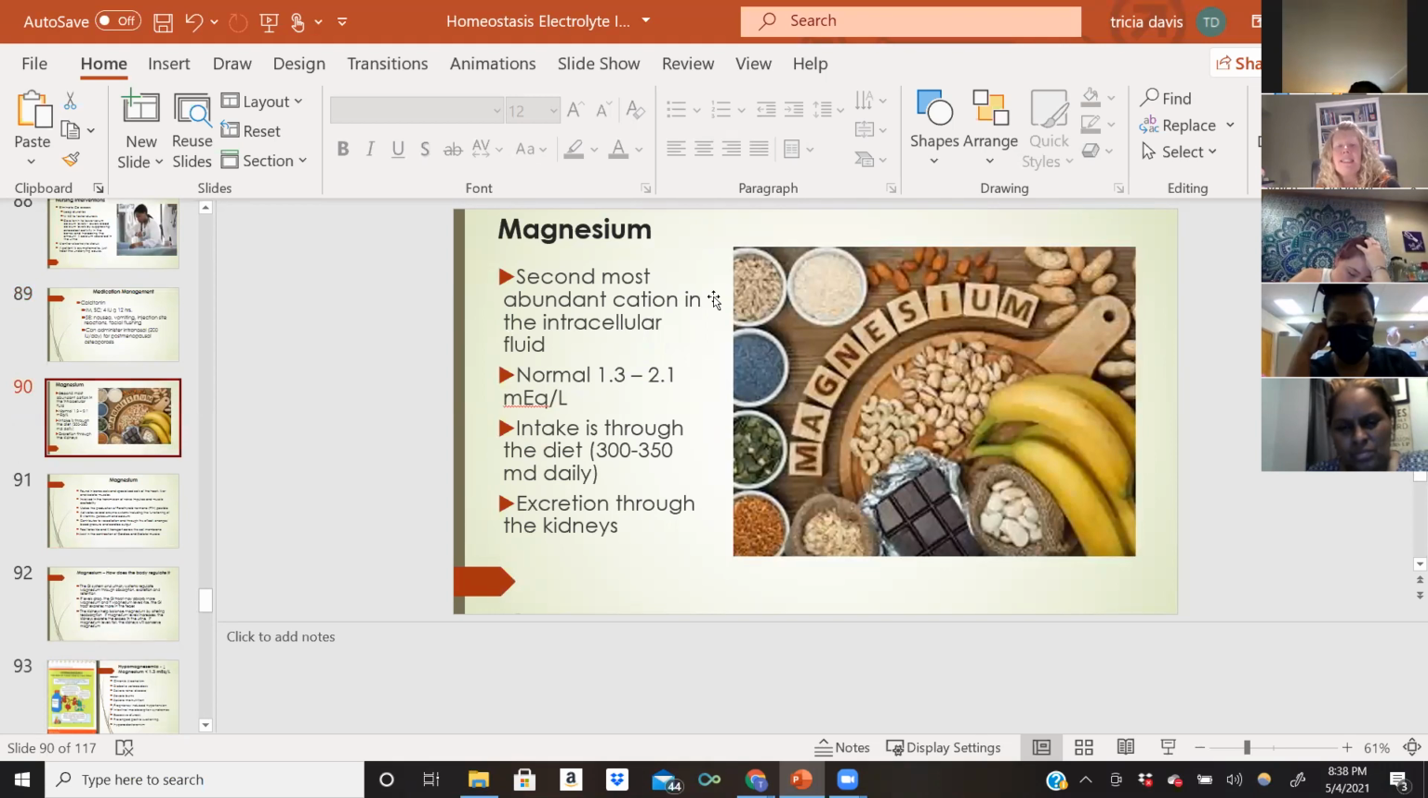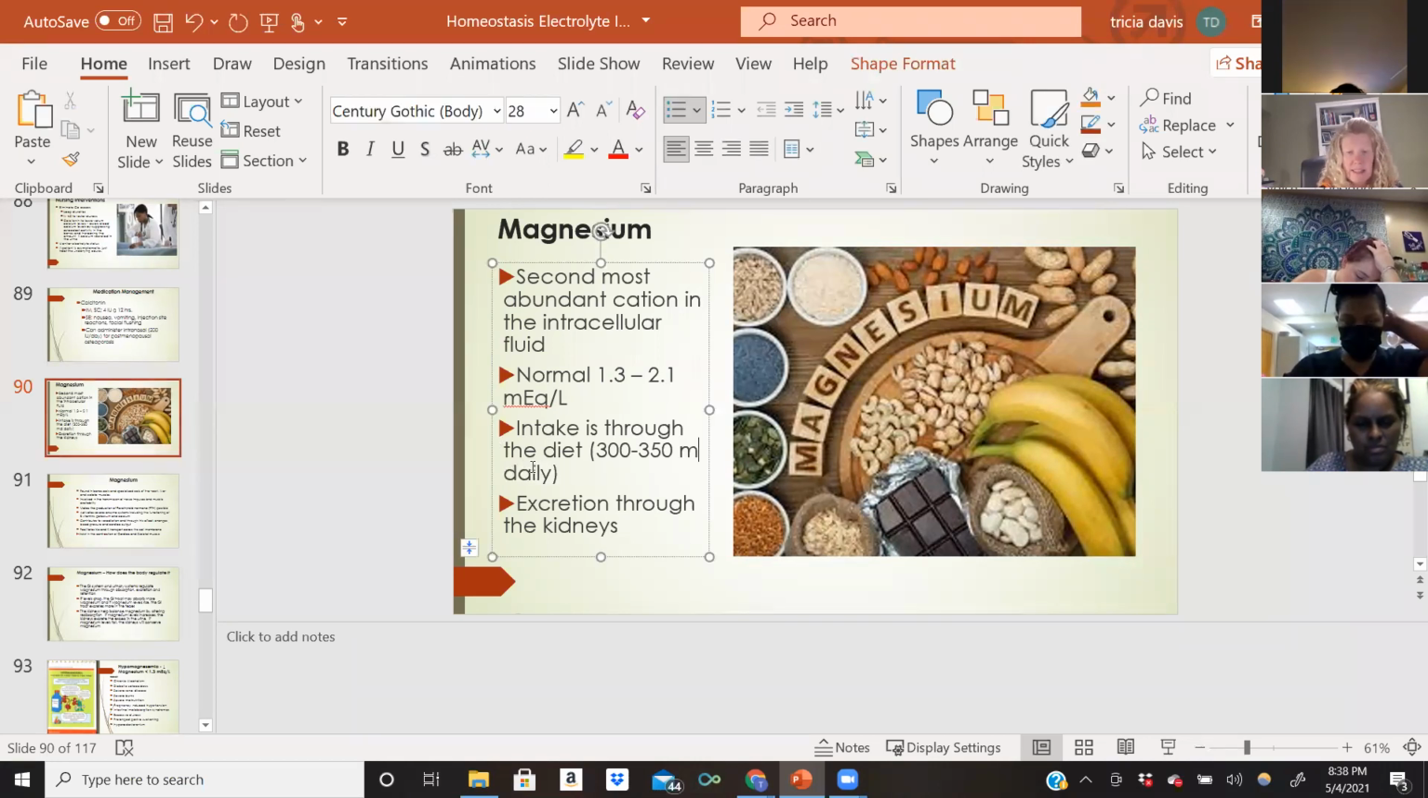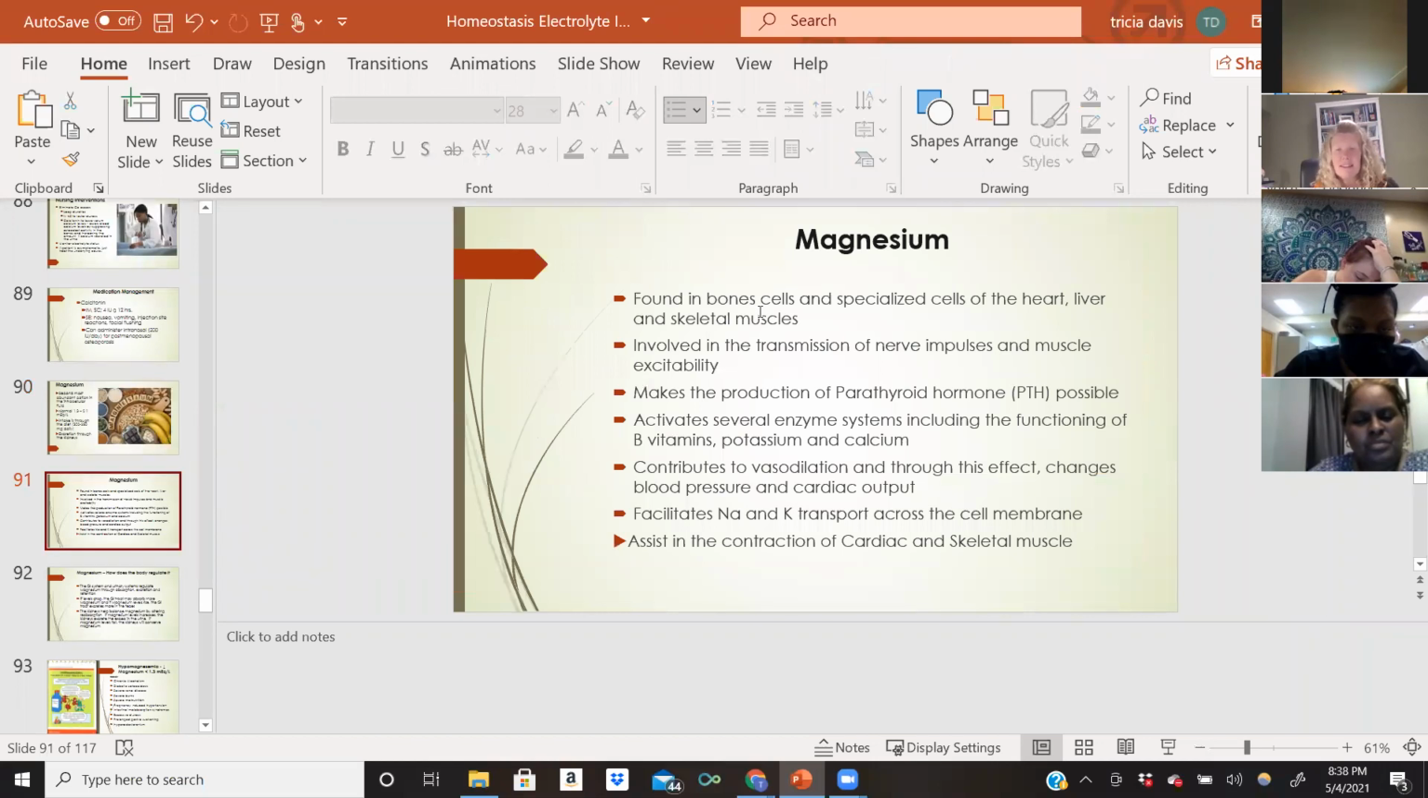Magnesium. Magnesium is the second most abundant cation in the intracellular fluid. Normal ranges are 1.3 to 2.1. Intake is through the diet, usually 300 to 350 milligrams daily. And excretion is through the kidneys. So if you have kidney issues, guess what you're going to have problems with? Your magnesium. Magnesium is found in bone cells and specialized cells of the heart, our liver, and our skeletal muscles.